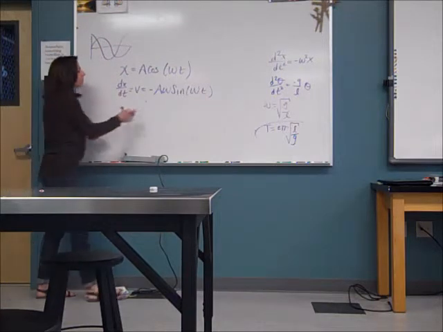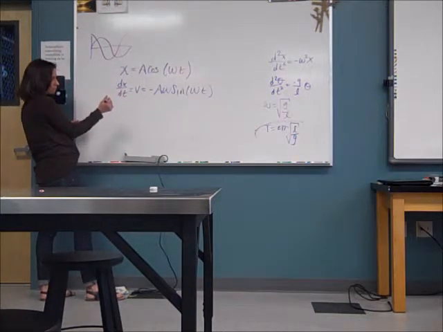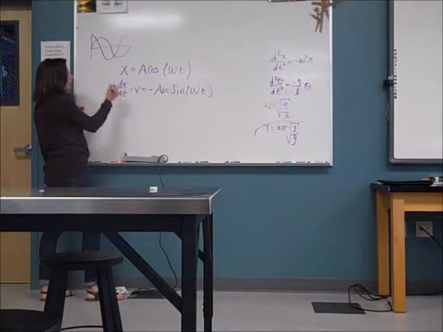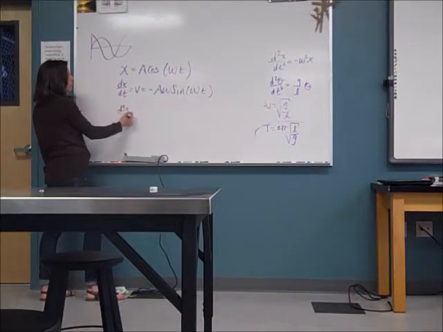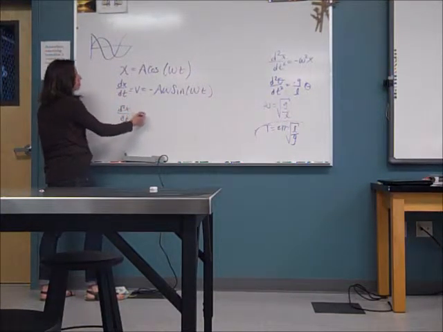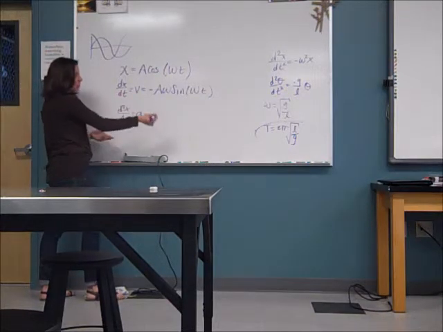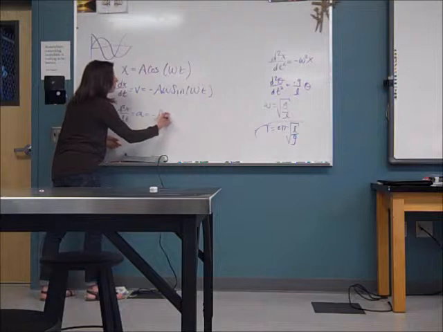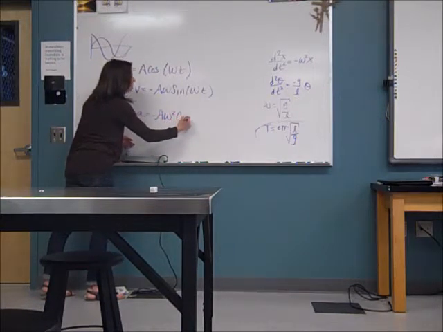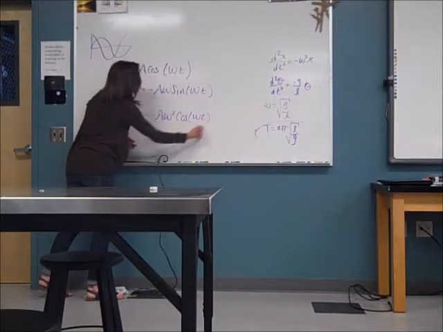If I wanted to find the acceleration, I could do that as well. I could take another derivative of this, and that gives me acceleration. The derivative of negative sine is negative cosine. It brings out another omega. Negative a omega squared cosine of omega t.